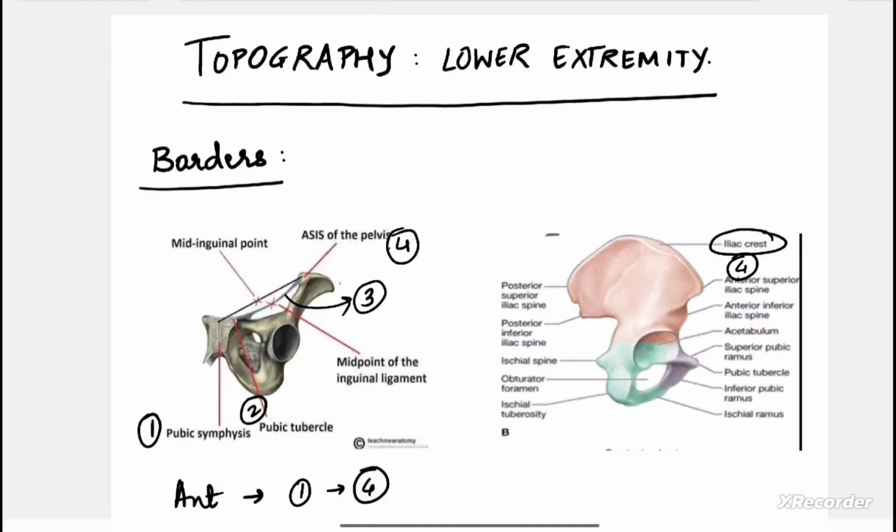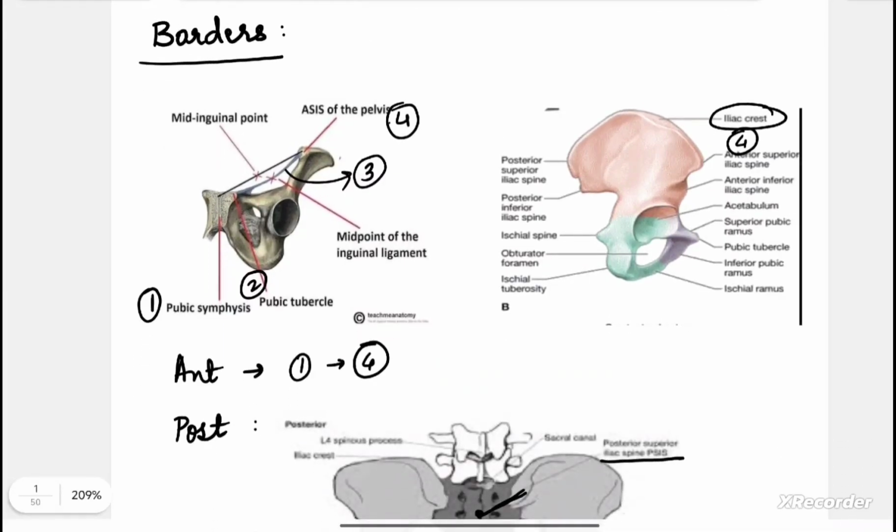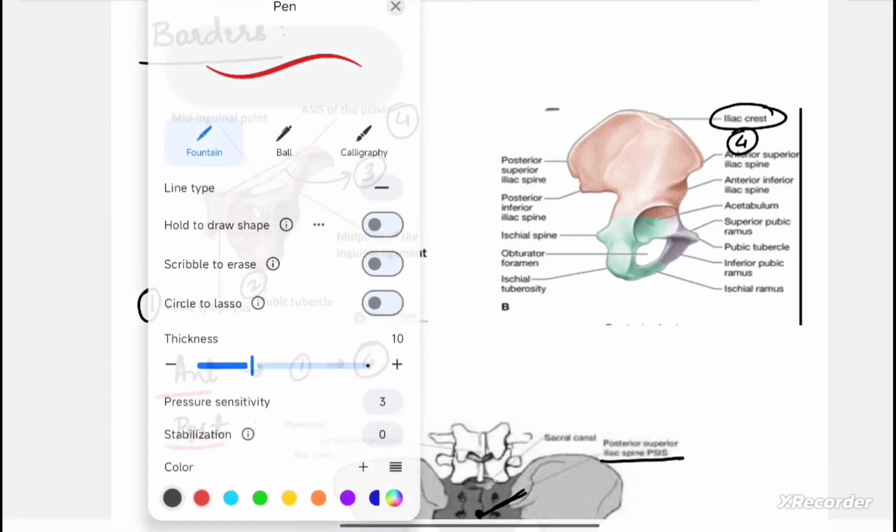Once again, hello everyone. Today we will start the topic of topography of the lower extremity. In the topography of the lower extremity, first we will see the borders. According to the borders, there is an anterior and posterior border.